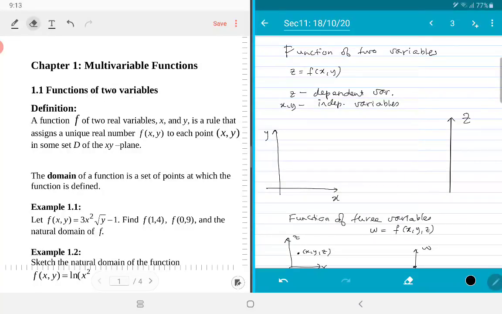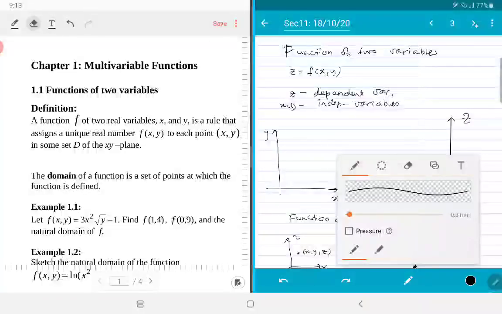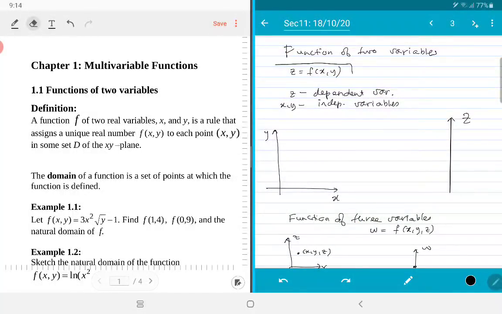Okay, let's say here we're given z equals f of x, y. So in this case, x and y are the independent variables and z is the dependent variable. Okay, now let's look at our function f. So this is the definition.